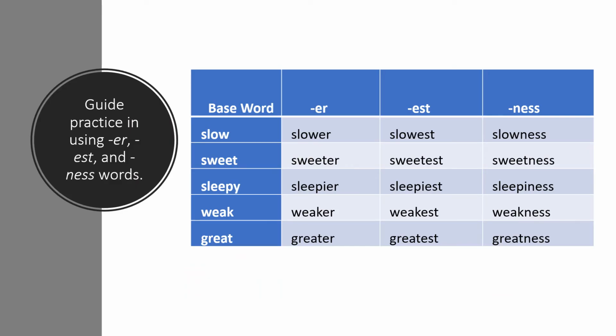Here we have a chart of base words. Let's look at the word sweet. Here we have the word sweeter, which has the suffix er. Which tastes sweeter, cereal or ice cream? Well, ice cream, of course. Remember, er means more.